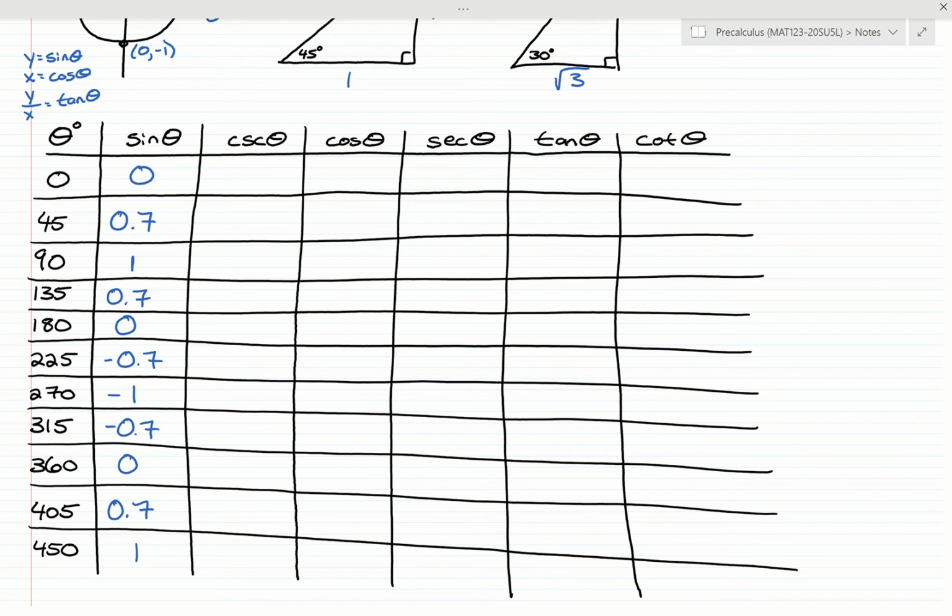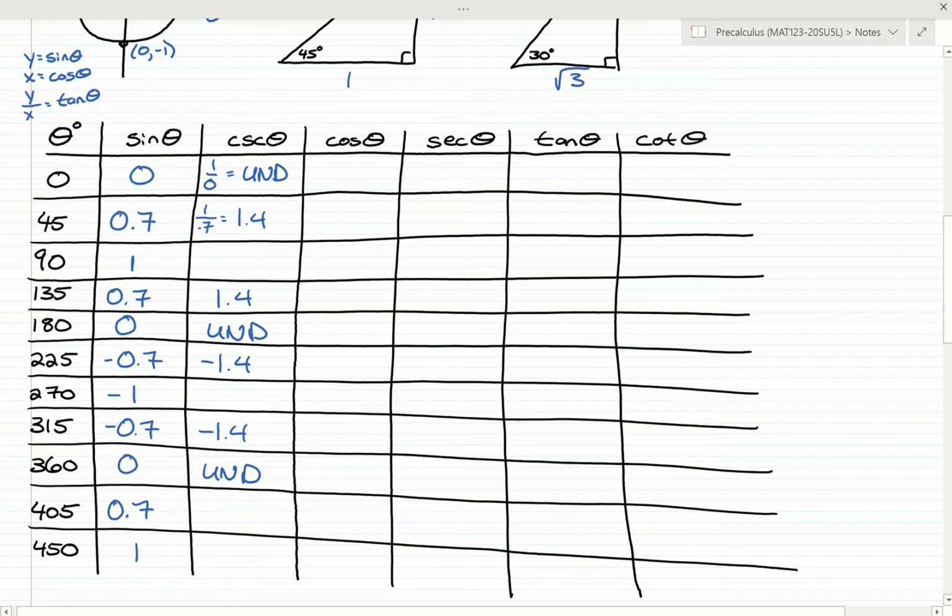When we go to take the reciprocal, that would give us the graph of cosecant. So if you do 1 over 0, that's going to be undefined. And actually, anytime sine is 0, cosecant would be undefined. When we do 1 over 0.7, the reciprocal of sine, that's going to come out as 1.4. So anytime we see 0.7, it's 1.4. Negative 0.7 would be -1.4. And the reciprocal of 1, of course, is 1. That's the first two graphs.